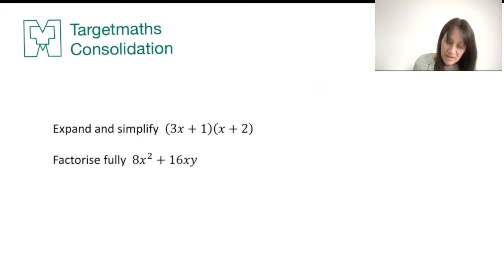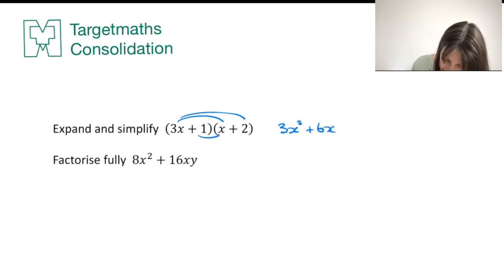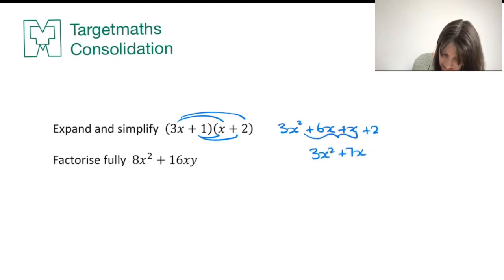Okay. So again, just another crab's claw. Really, really common, expanding and factorizing. That's why there's so much of it. So we've got 3x squared plus 6x plus an x plus 2. So when that gets tidied in the middle, we've got 3x squared plus 7x plus 2. So hopefully that went well.